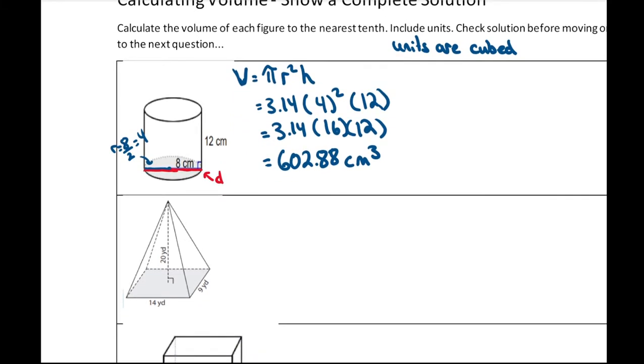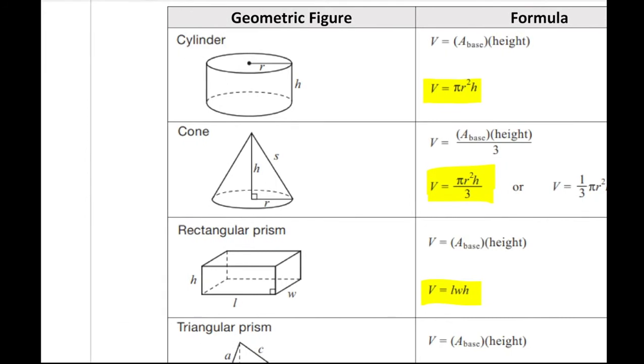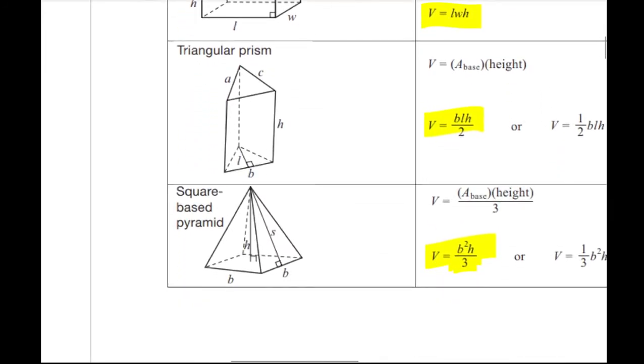The next one, this square-based pyramid, if we go over to our formula sheet and look for it, we see we have base squared times height divided by 3.